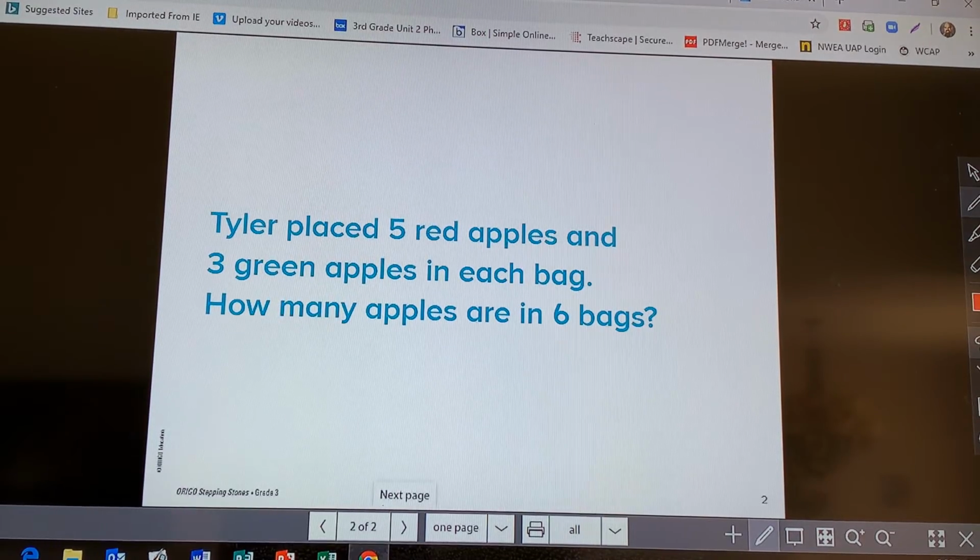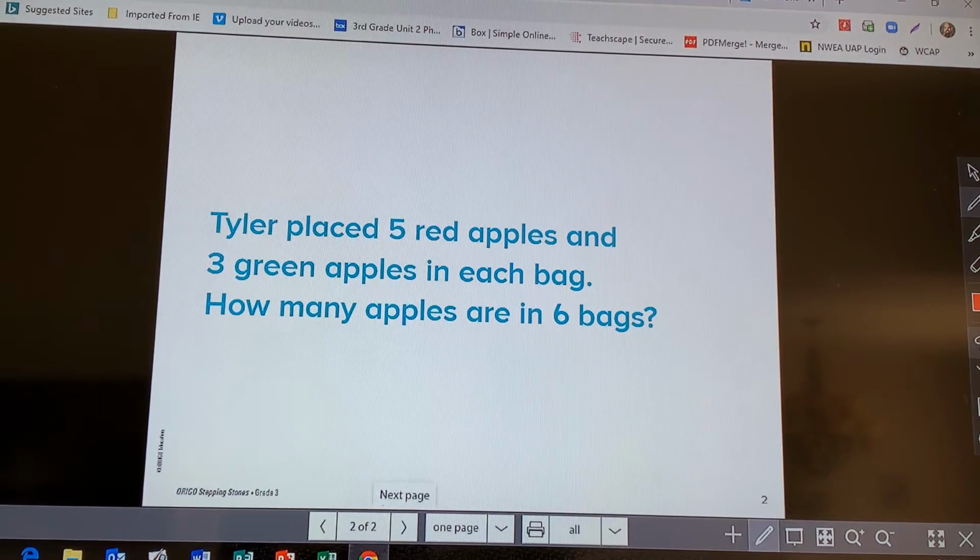Here, let's take this one for example. Tyler placed 5 red apples and 3 green apples in each bag. How many apples are in 6 bags? All right? So really, this particular problem requires us to do multiple operations, right? We're trying to find out the grand total of how many apples are in 6 bags.